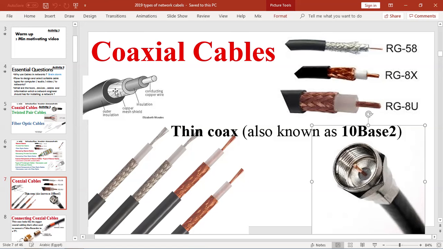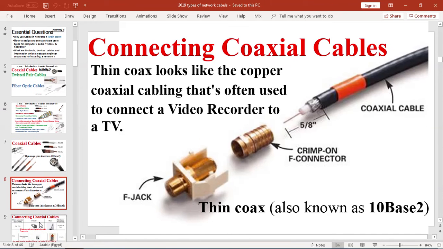So the signal is transferred in the conducting core, which is made of copper. The shield is connected to the earthing. This is the shield. This one is aluminum, and this one is copper. Also, this cover is aluminum. Okay. Connecting coaxial cables.